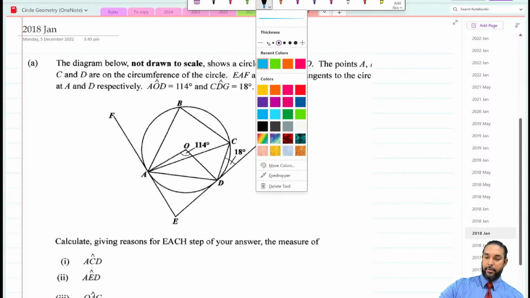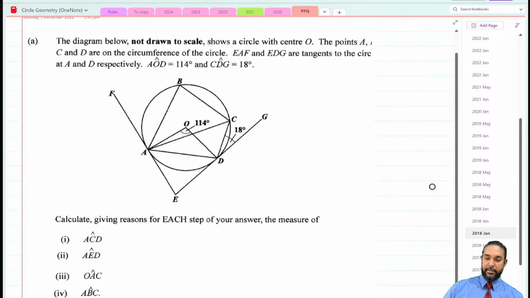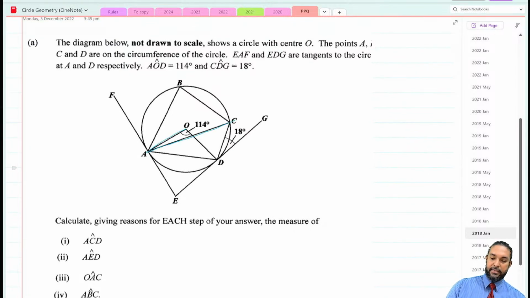This one now, let me see what's going on here. They want OAC. So OAC is this little angle right here.